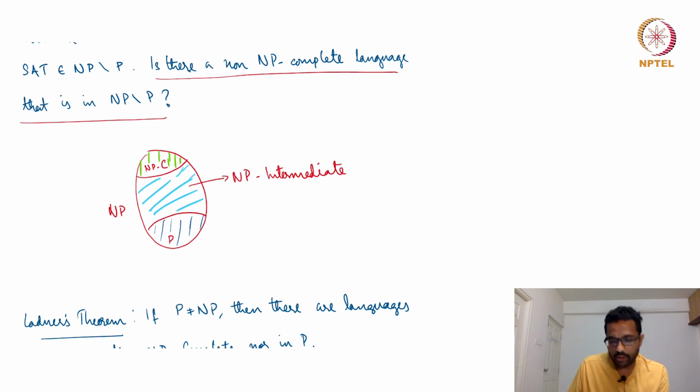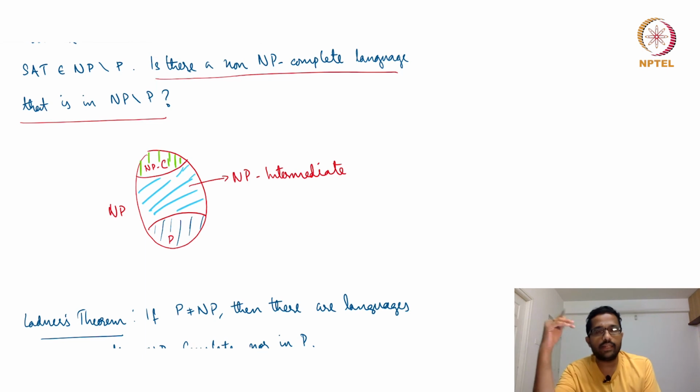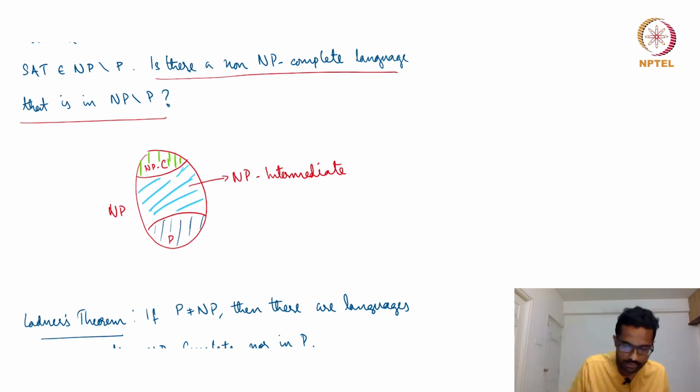Given that P is not equal to NP, we know that P and NP complete are disjoint. Now, does NP consist of only P and NP complete, or is there an intermediate zone? That is the question. Are there languages in the light blue region in the middle, or is it empty? In other words, is there a language that is in NP but not NP complete and not in P? That is exactly what is called NP intermediate.